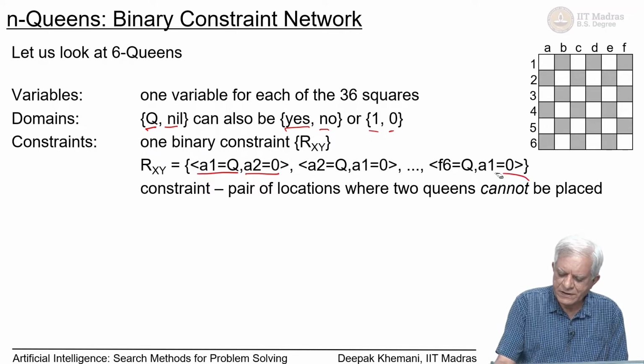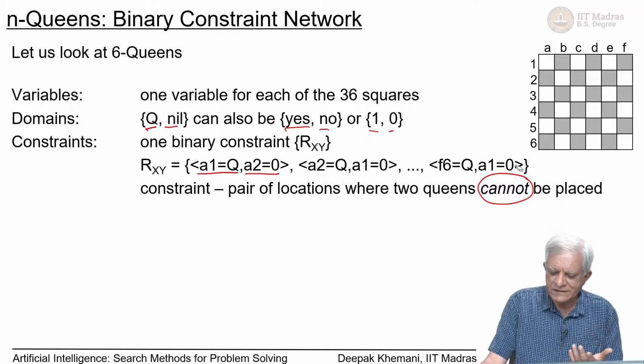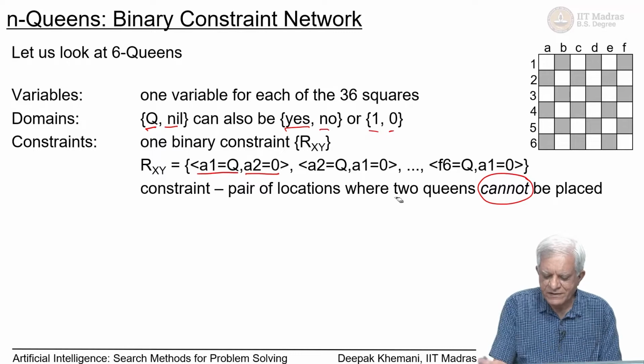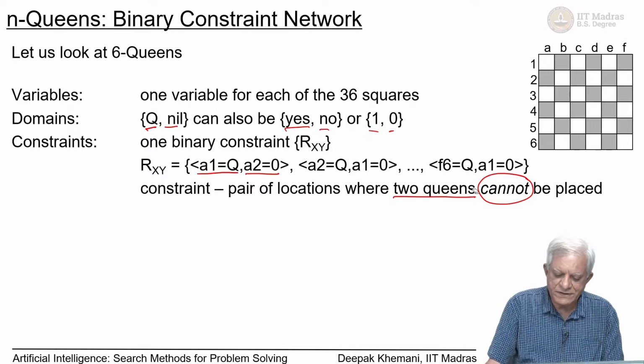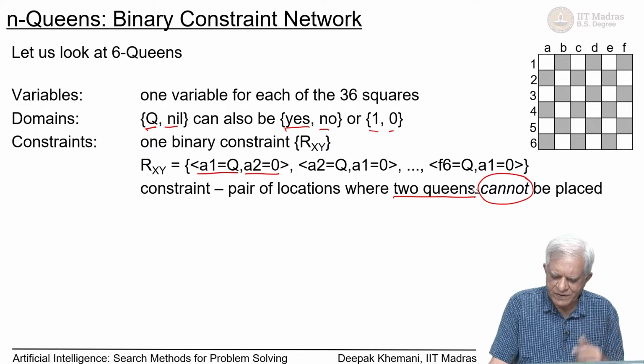So, this particular relation tells you what pairs are not allowed essentially. I mean, it says that 2 queens cannot be placed. So, you can't place 2 queens on A1 and A2. You can't place 2 queens on A2 and A1 likewise essentially. So, and so on and so forth. That is one way of representing the problem.